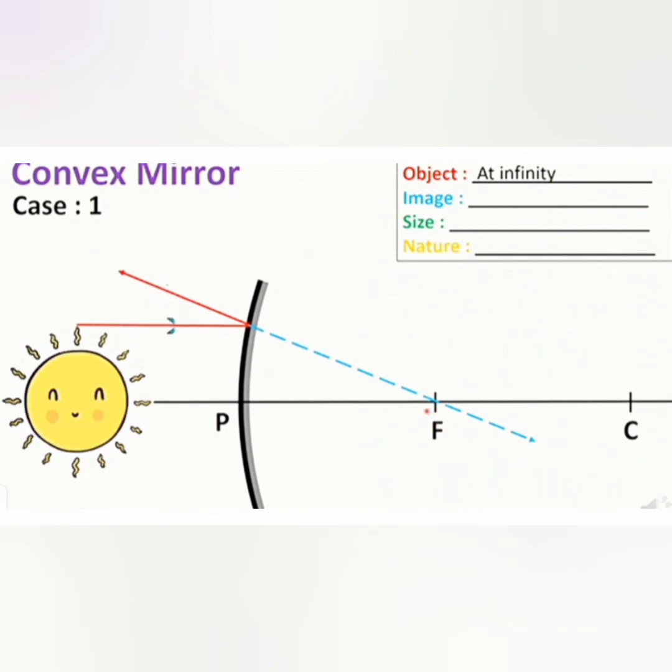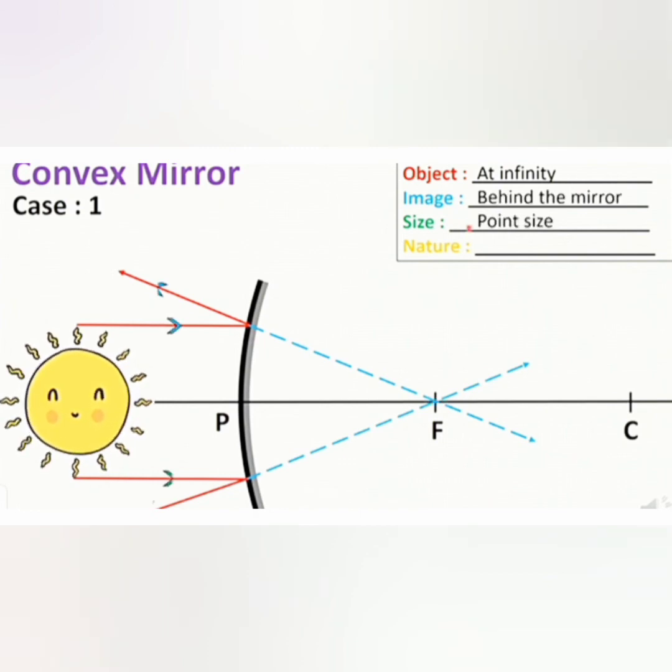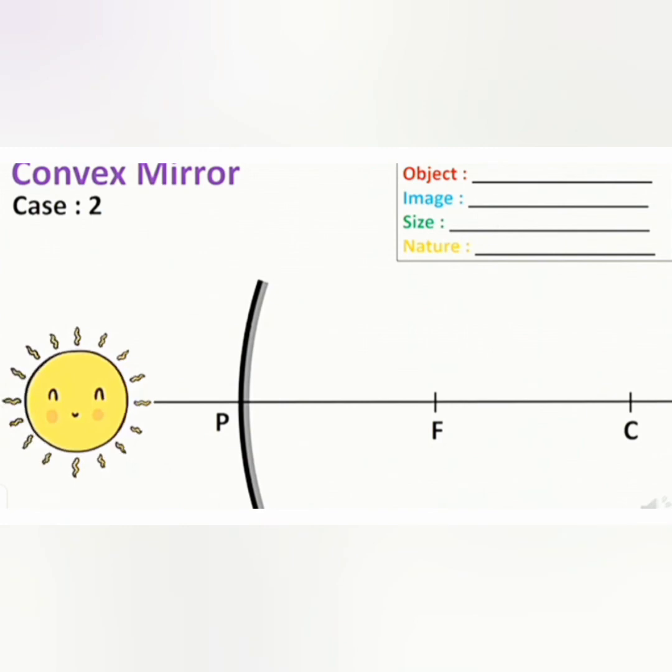We need to draw another light ray. Another light ray will fall on the mirror parallelly under the principal axis. After reflection, it will meet at the focus. Now again I extend it to the back. As both rays intersect at F and are imaginary, the image will be behind the mirror and highly diminished. Its size will be point size, that means very small, and the nature is virtual and erect.